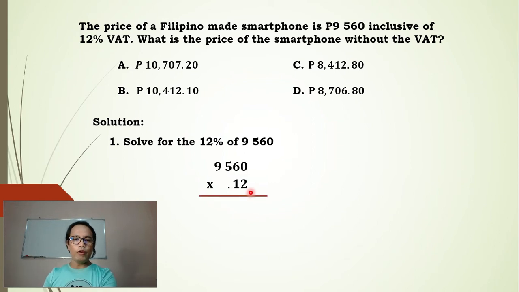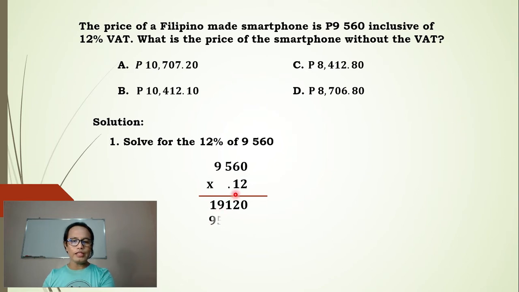So when we multiply, 0 times 2 is 0. Then 6 times 2 is 12. So we bring down 2, we carry 1. Then 5 times 2 is 10 plus 1 is 11. So we bring down 1, we carry 1. Then 2 times 9 is 18 plus 1 is 19.